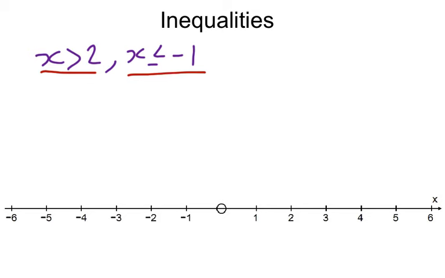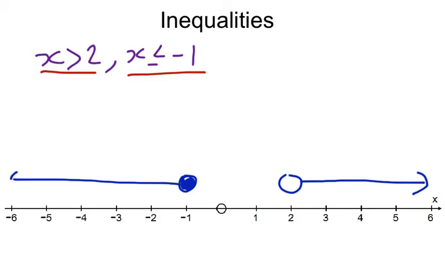X is bigger than 2, so we draw a circle over 2. We don't fill it in because it's not equal to 2, and we want the values that are bigger than that, so we draw an arrow going out that way. X is less than or equal to -1, so we draw a circle over -1. We do want to include -1, so we fill it in. And we want the values less than that, so we draw an arrow in that direction. This time, it's all values that are bigger than 2 or less than or equal to -1.